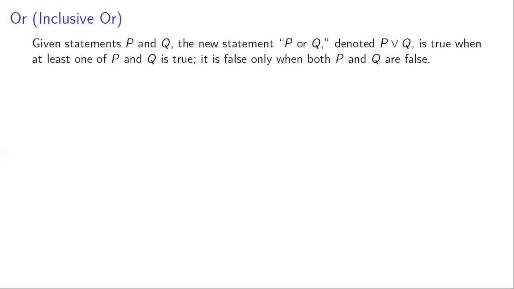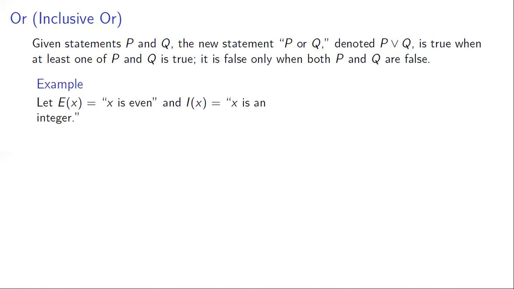Given statements P and Q, the new statement P or Q, which is denoted like this, is true when at least one of P and Q is true. It is false only when both P and Q are false, meaning the only way for it to be false is if both of them are false. If either of them is true, or if both of them are true, then the result is true.